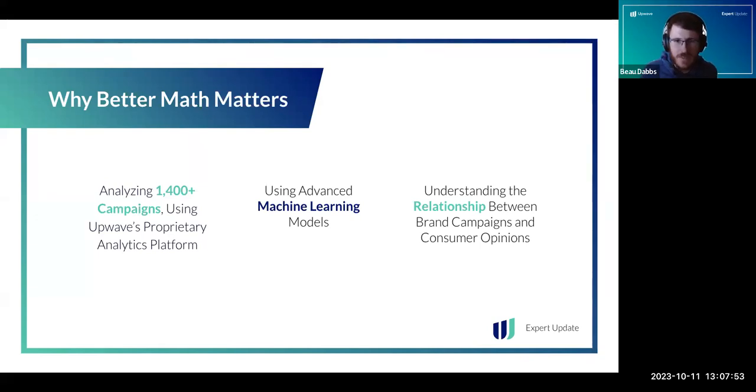So in practice, given the complexity of targeting of ads on the internet, you really need complex machine learning models to learn these relationships. So all of the data we're going to be sharing today is based on over 1,000 brand campaigns and what we were able to learn from both the brand lift results themselves as well as the models we built to understand those relationships between brand campaigns and consumer opinions.